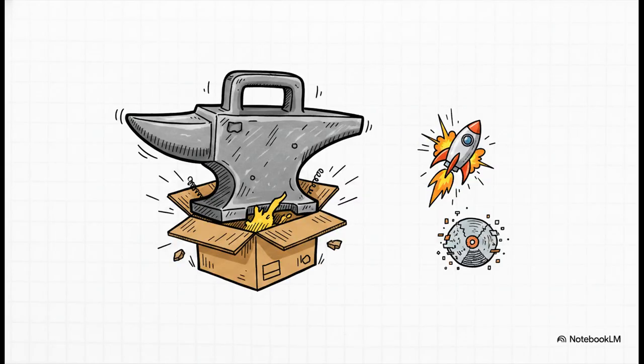The investigation revealed the culprit, and it was a simple integer overflow. The rocket's guidance computer tried to convert a 64-bit floating point number representing horizontal velocity into a 16-bit signed integer. The number was just far too large for a 16-bit register. It overflowed. This unhandled exception completely crashed the guidance computer.